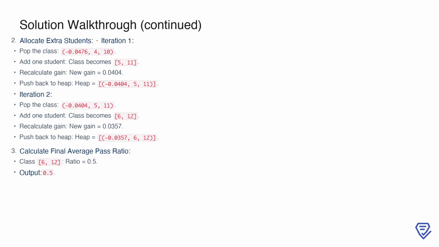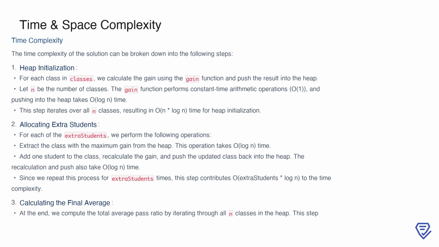Finally, we calculate the pass ratio for the single class, which is 0.5. Since there is only 1 class, this is the final average pass ratio and the output. To analyze the time complexity of our solution, we can break it into 3 main steps.